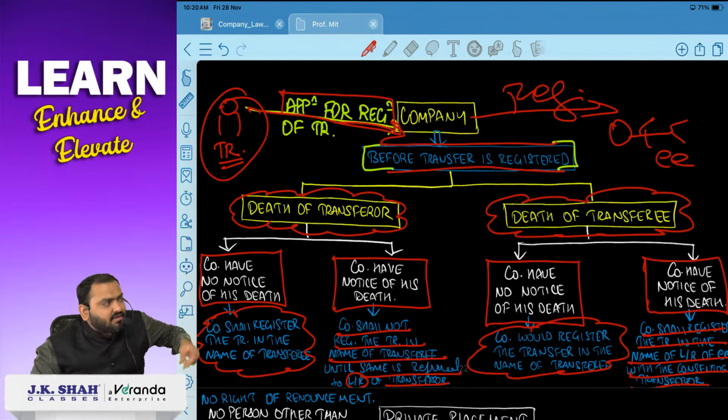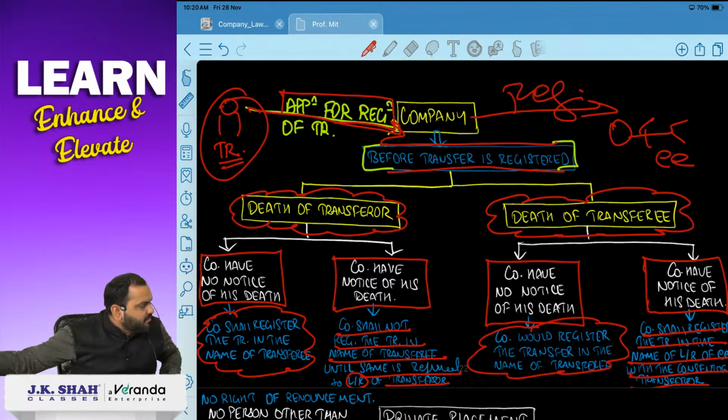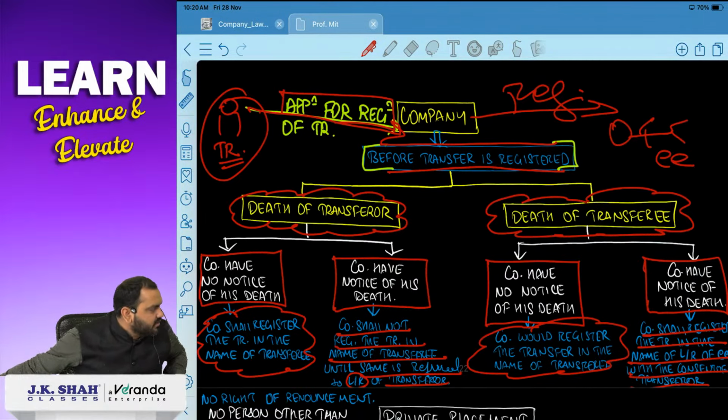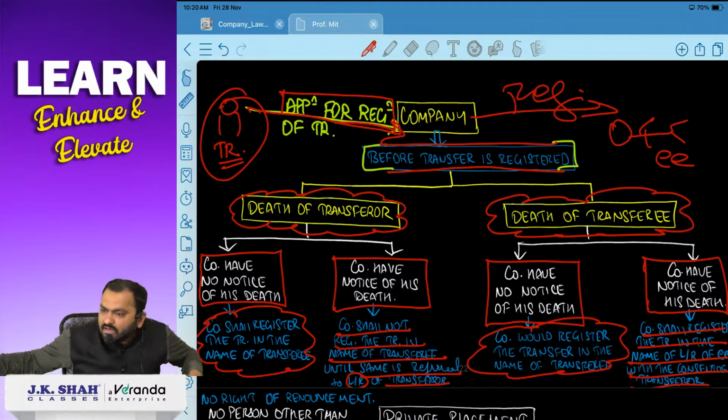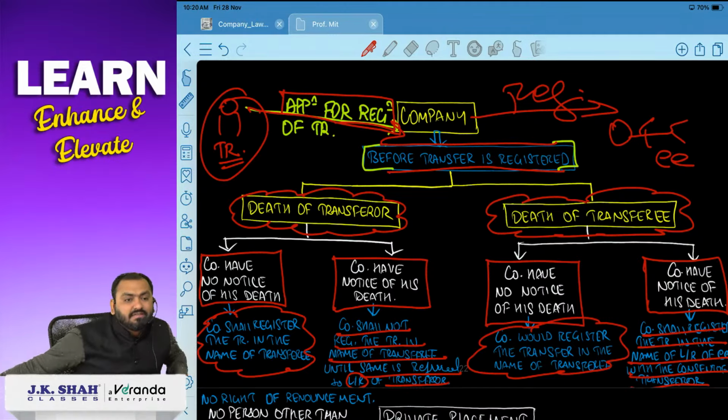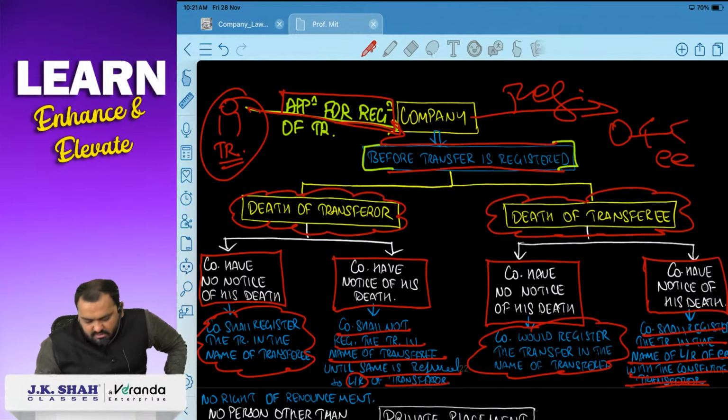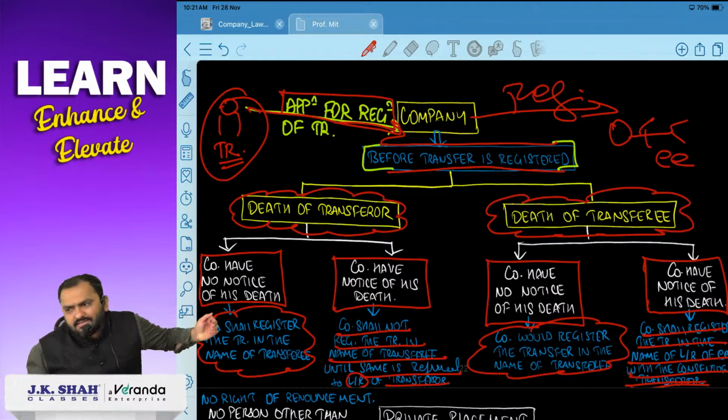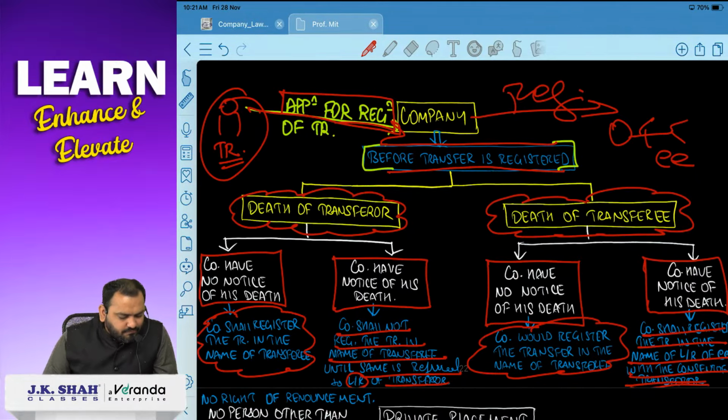First the company will ask the transferor, you told me to register in the name of that party, now that party died. Should I transfer? Give your consent. If he gives the consent, then it will be registered in the name of the legal representative of the transferee. Clear? Everybody understood transfer and transmission of shares? If he gives the consent, it will be done, otherwise no.